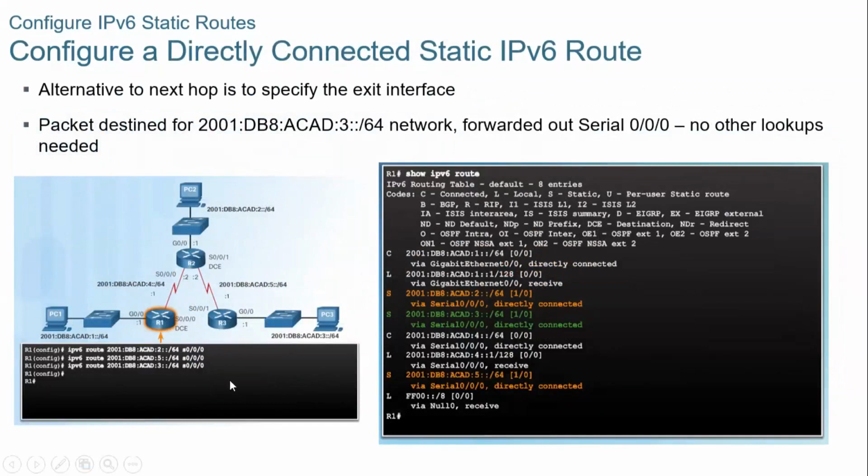So this one is using exit interface: IP version 6 route, remote network, subnet mask, and the exit interface. And then it will show you here the remote network, the prefix length of the subnet mask, the AD, the metric, and then the exit interface.